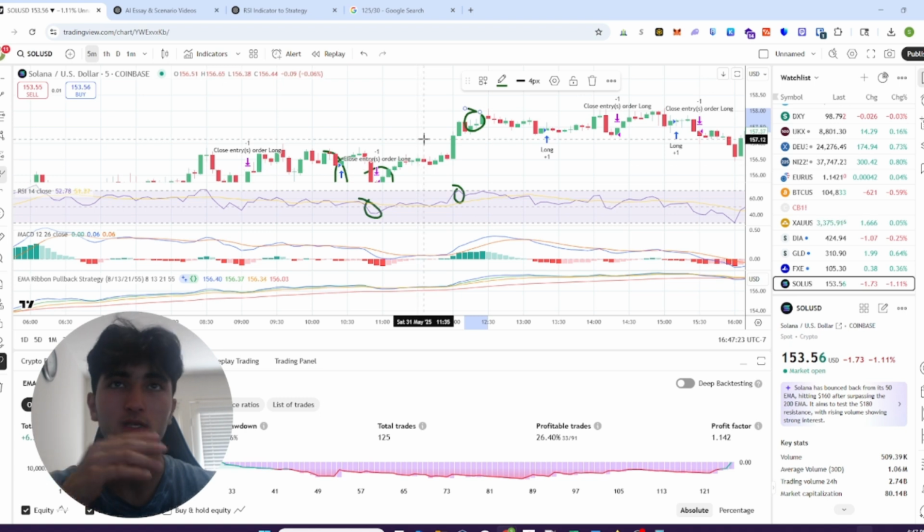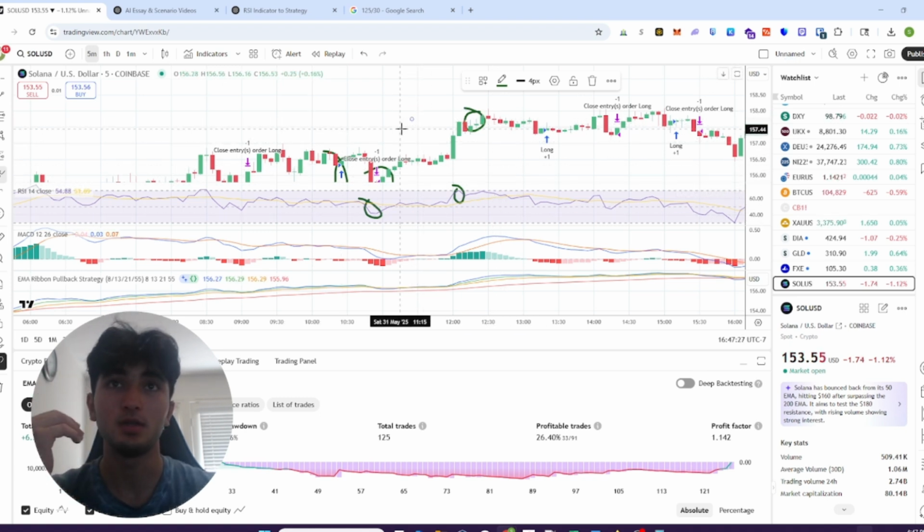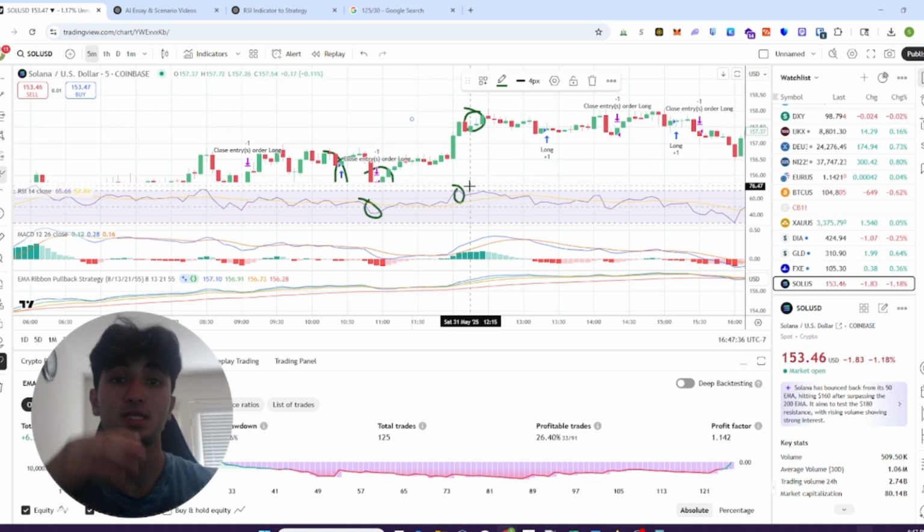Now, of course, this is very subjective to whatever asset you're trading, but as for Solana for the past month, these 2 strategies work pretty well, and just take them, use ChatGPT to combine them together, and you should be well off. So that's it for the second strategy.